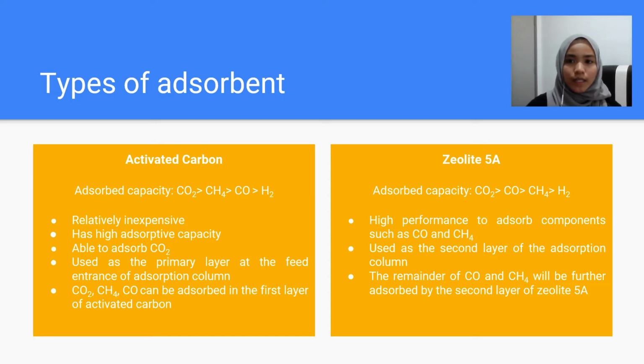Experimental results indicate that activated carbon should be used as the primary layer, which is at the feed entrance. Meanwhile, zeolite will be the second layer of the adsorbent for hydrogen purification in the PSA system. Carbon dioxide, methane, and carbon monoxide can be adsorbed in this first layer. The remainder of methane and carbon monoxide will be further adsorbed by the second layer of zeolite.